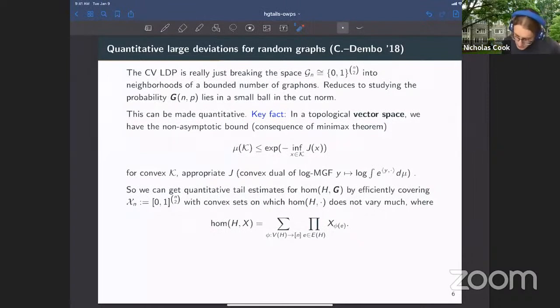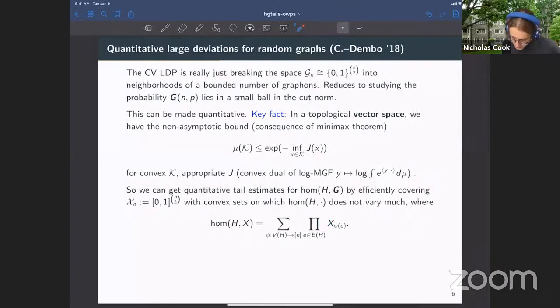And then we're interested in these functions, these homomorphism counts. We will be successful with this covering approach if we can find a family of convex sets where the functions we're interested in don't vary very much on these small sets. So these are the homomorphism counting functions, but I've extended them. Before we were working on the discrete hypercube, and it was just counting homomorphisms. Here we're now on the solid cube, and so I multiply weights. It's not just zeros and ones, but I've got weights.